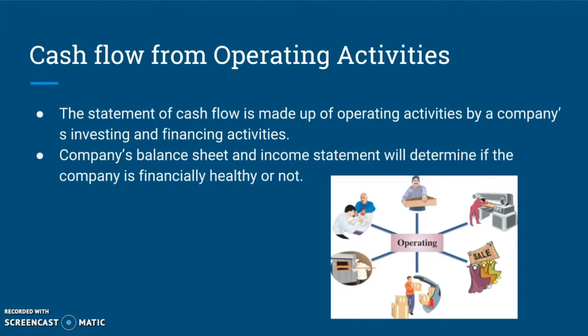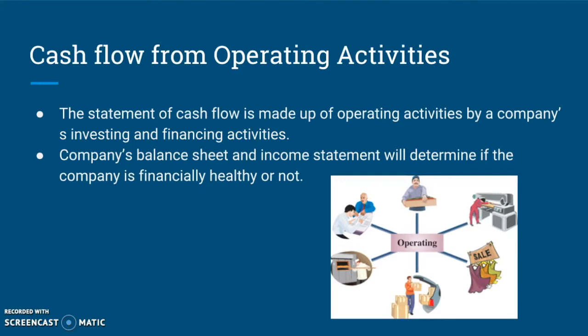The statement of cash flows is made up of operating activities, along with a company's investing and financing activities. To get a feel of how a company receives cash flow from operating activity, accountants add depreciation expenses, losses, decreases in current assets and increases in current liabilities to net income, then subtract gains, increases in current assets and decreases in current liabilities.